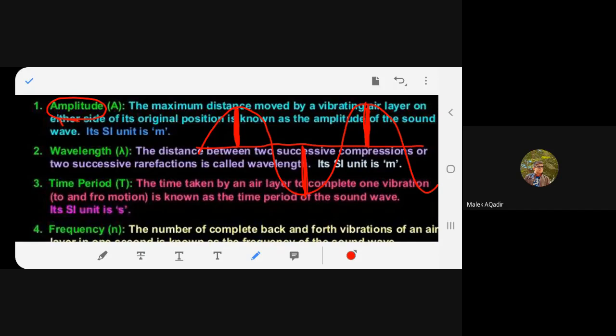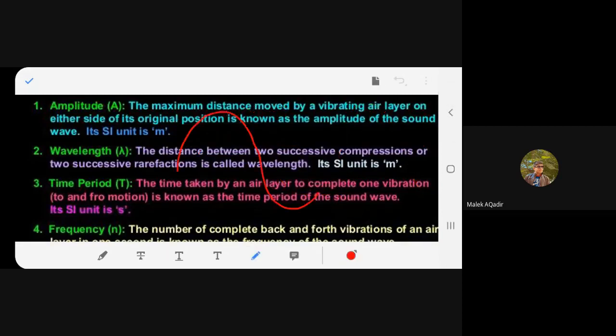This one is a crest and this one is a trough. Wherever it can be, it can be in a crest, it can be in a trough, no problem. It is the maximum distance. That is amplitude. What is the unit? Meter. Any problem, beta? No.